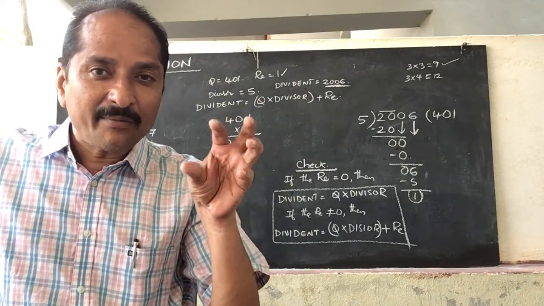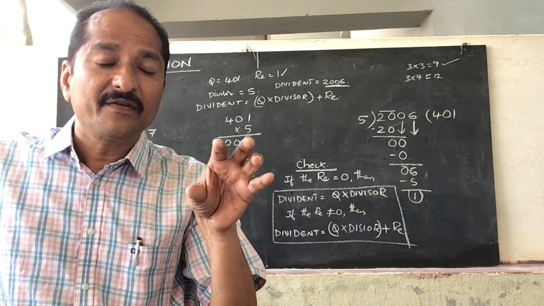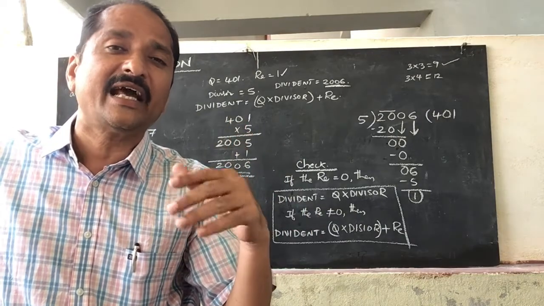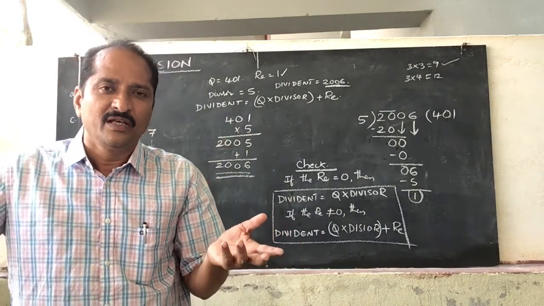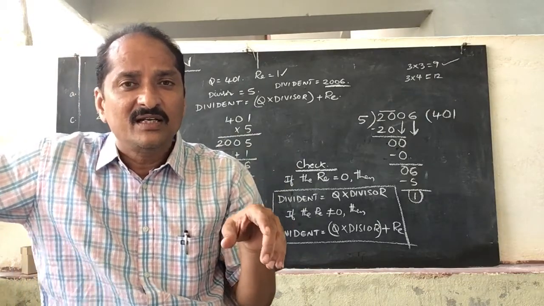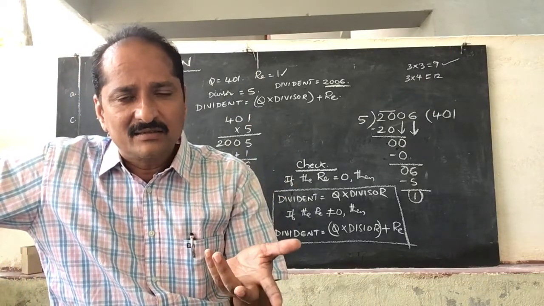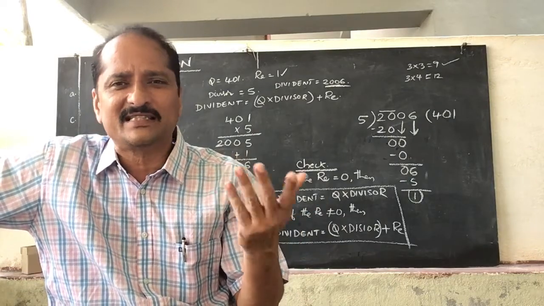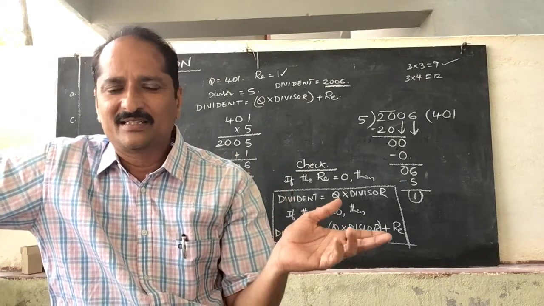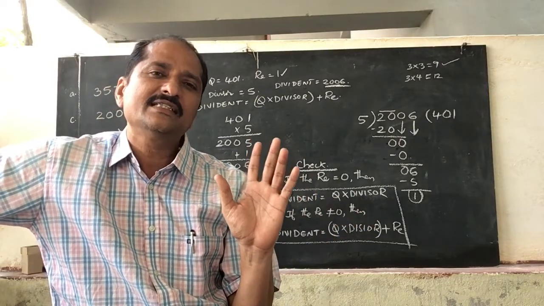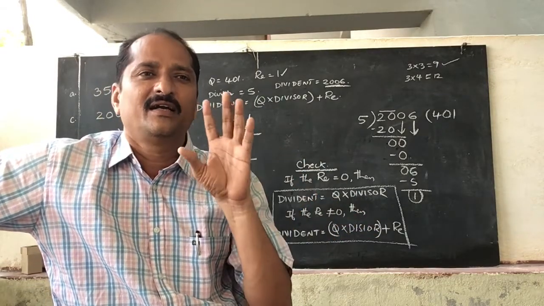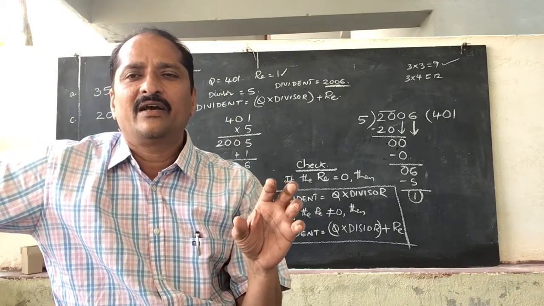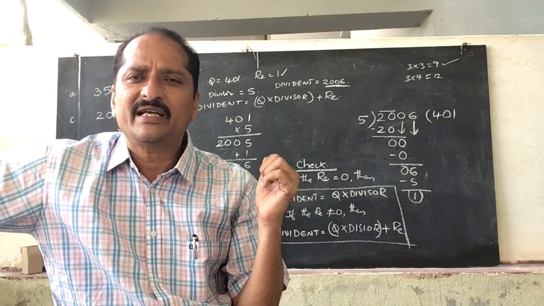When we have to add remainder, if the remainder is other than 0. If the remainder is 0, should this 0 be added? No need. If you are adding 0 or if you are not adding 0 also, you will get the same number. So no need to add it. Okay, understand? So this is the way of finding a division. And for every division there will be a check.